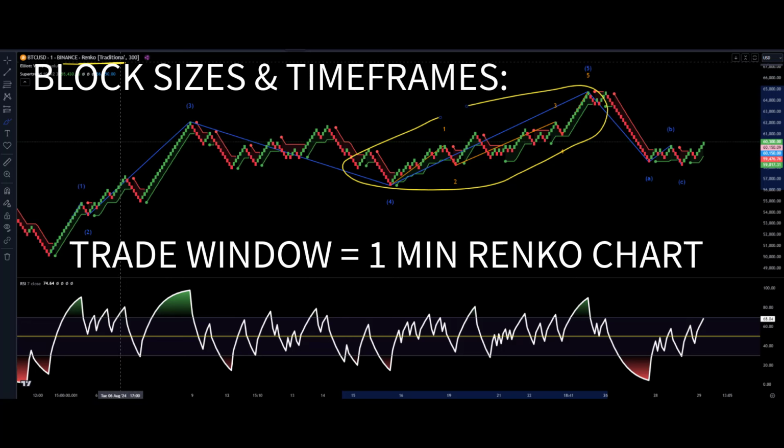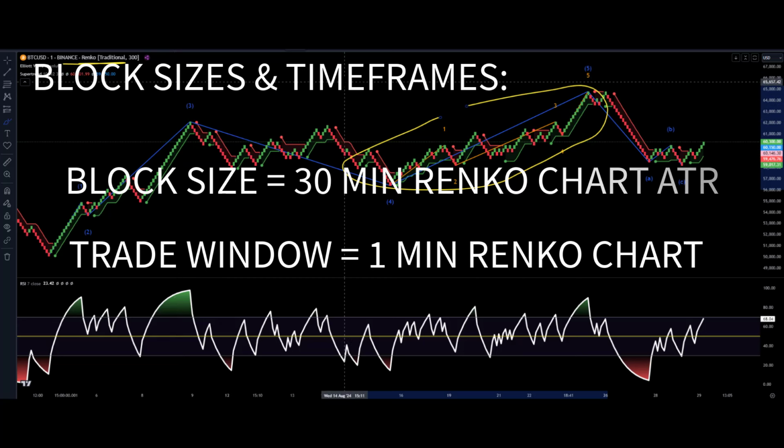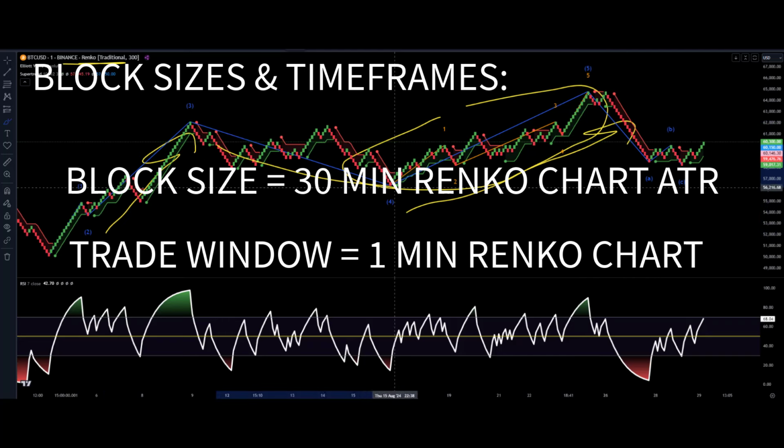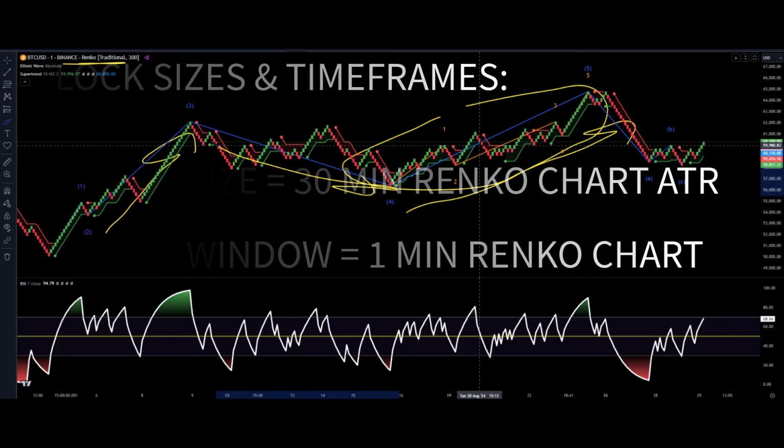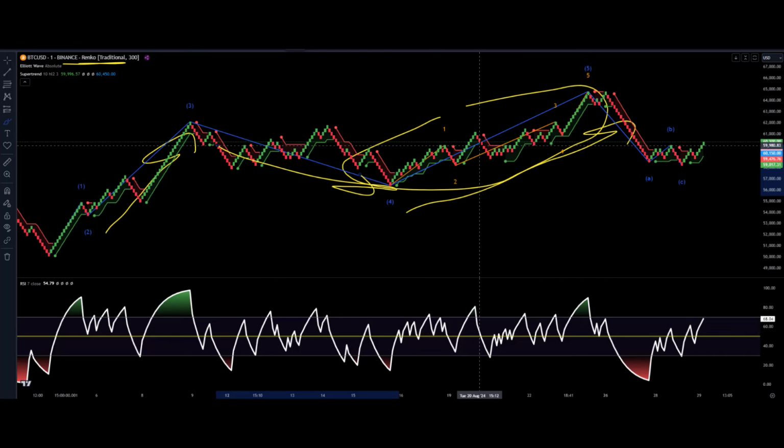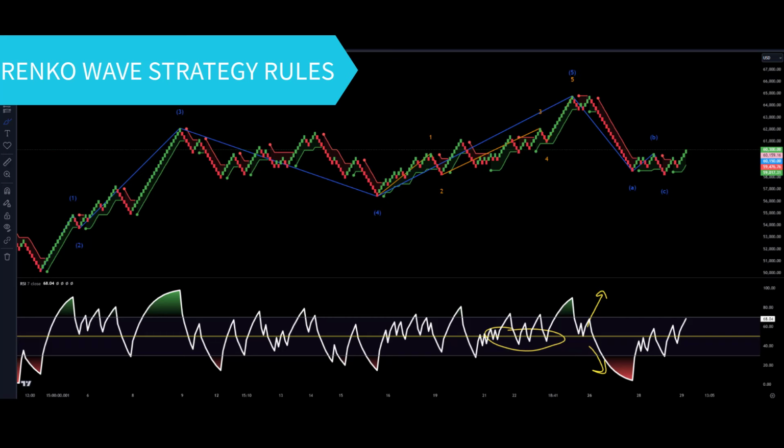This is Bitcoin. Like I said, we're using a 300 block size. Now, how have I come up with that? I'm using a 30-minute ATR because I still want to get the trend. Like I said, it's that balance between getting the trend so we can get these nice big moves between the waves, but also I want to see these subwaves building as well. So I'm basically using a 30-minute ATR number for the block size and trading it on the 1 minute chart. So first of all, entry rules.